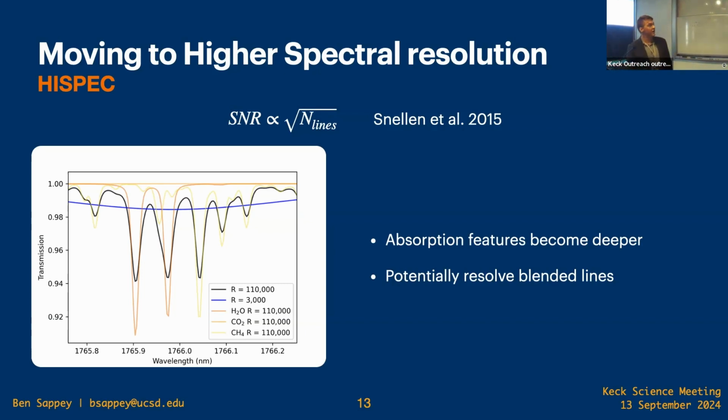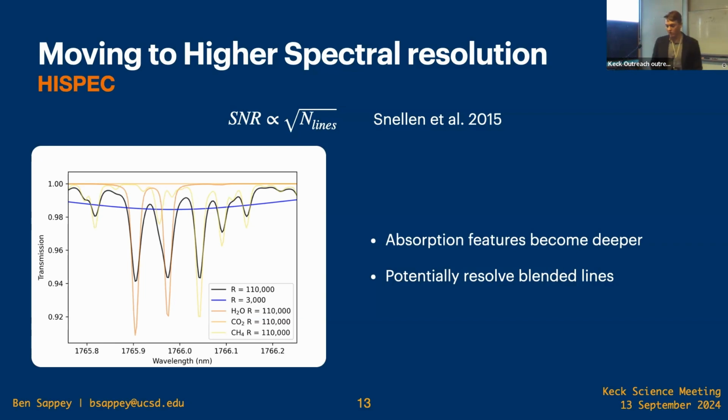So one thing you get, if you're just purely resolving more lines and nothing else changes, is better detections of your objects. That's very true. The absorption features also get deeper as you move to higher spectral resolution, and you can start to disentangle some individual molecular features as well. On the other hand, you have to disperse the light more, so each photon becomes more precious.